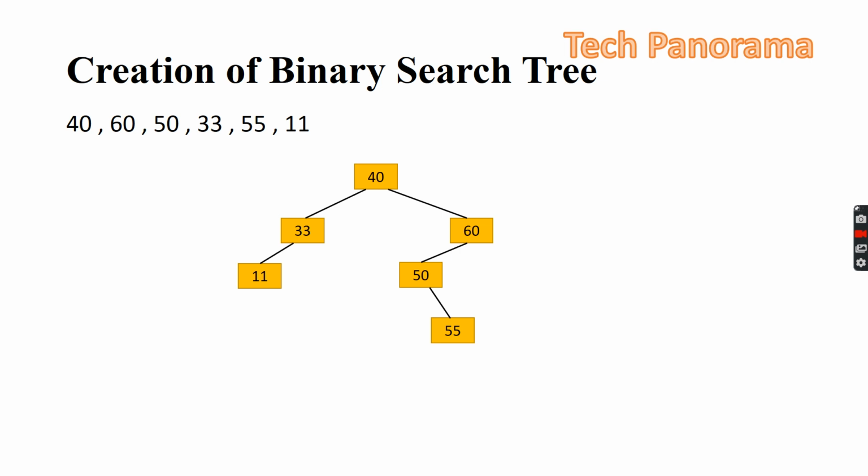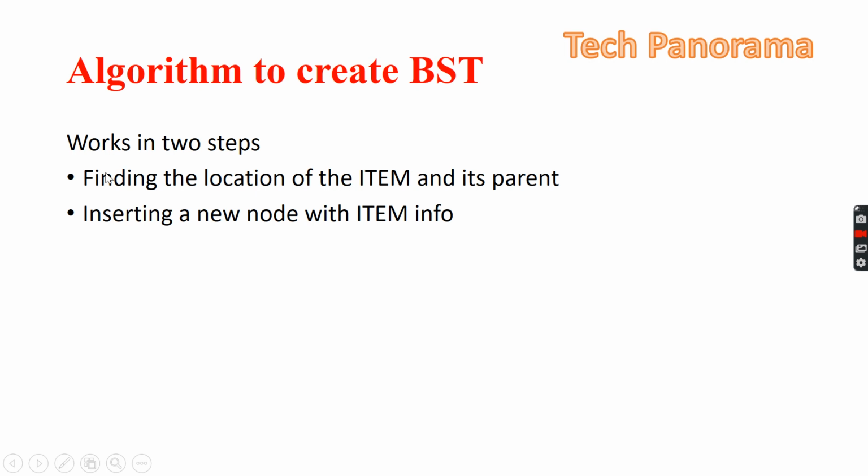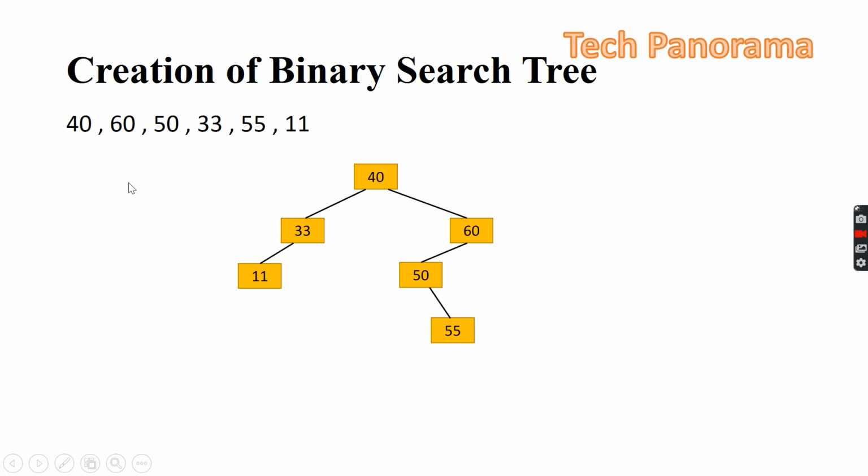To create the binary search tree, it works in two steps. First, as in the previous example, we find the location of the item. Like we are taking the example of 11. We find its location by comparing 11, that is our item, with each and every node. 11 will be compared with 40. 11 is less than 40, so we will move to the left. Now it will be compared with 33. 33's left is null, so 33 will be the parent of 11.